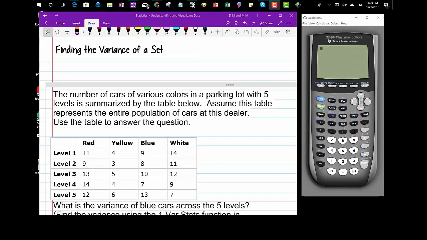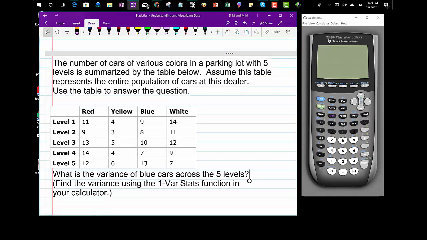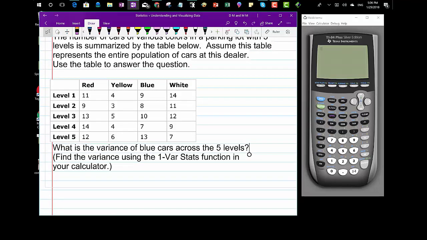of a data set. Here they tell us the number of cars of various colors in a parking lot with 5 levels is summarized by the table below. Assume this table represents the entire population of cars at this dealer. Use the table to answer the question. And the question is, what is the variance of blue cars across the 5 levels?